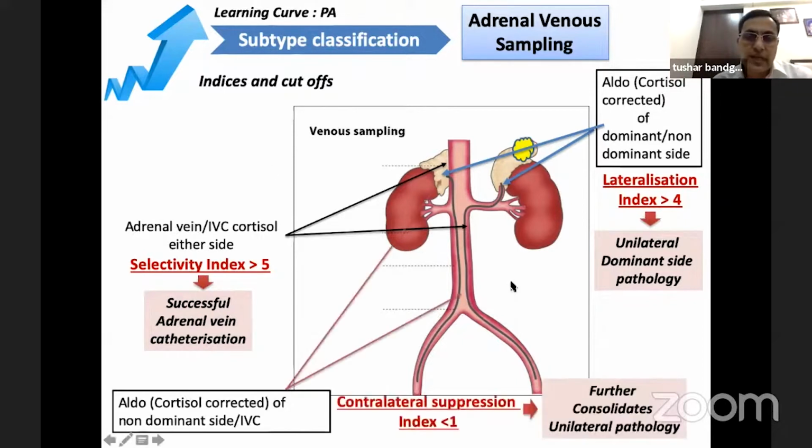And the third important index is the contralateral suppression index, where the non-dominant gland is supposed to be completely suppressed. So it's going to have aldosterone values which are less than that of the IVC or peripheral aldosterone. If it's less than 1 when you divide that, then that's called contralateral suppression. And all these 3 indices are essential to designate which gland is the culprit and remove that gland.